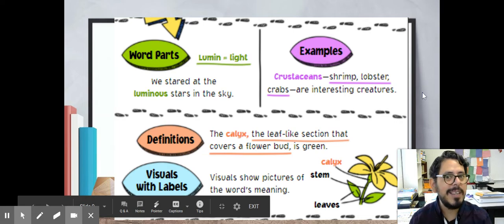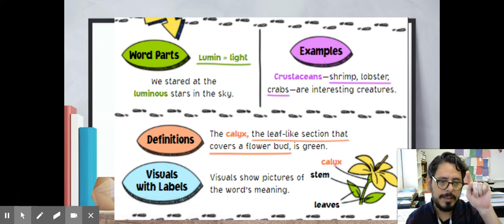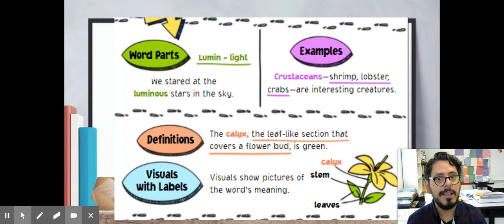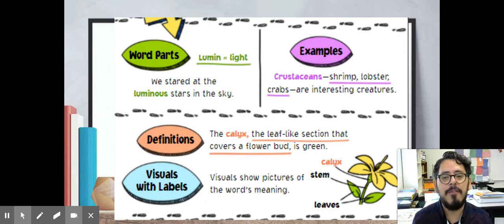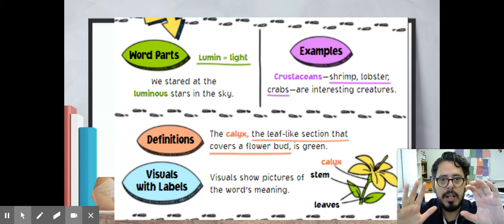And then the other way is definition. Sometimes the authors leave you the definition just right next to it, often after a comma. For example, the calyx, the leaf-like section that covers a flower bud, is green. So it's right there. The definition is right next to it. Also, like we already mentioned, they have visuals with labels. This is the easiest way to know the meaning of a content area word. They have the names right there in your face with labels so you can know it.